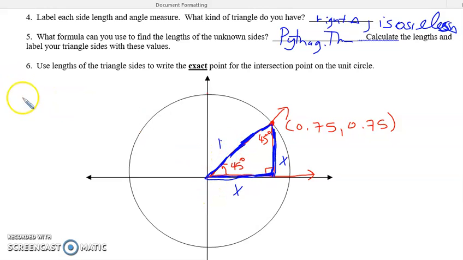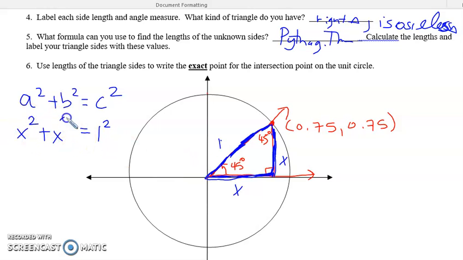So the Pythagorean theorem on a right triangle says that a squared plus b squared equals c squared. In this particular triangle, the c is going to be the hypotenuse, the one across from the right angle. So c squared then will be 1 squared. The other two legs don't matter whether they're a or b, but because they're the same anyway, we're going to write down x squared plus x squared. From here we can solve.